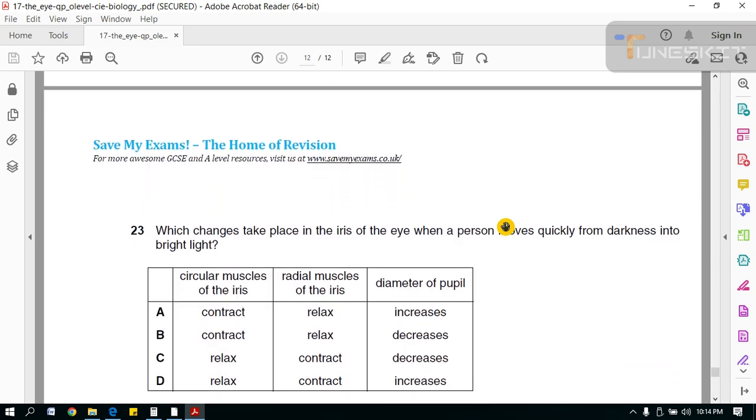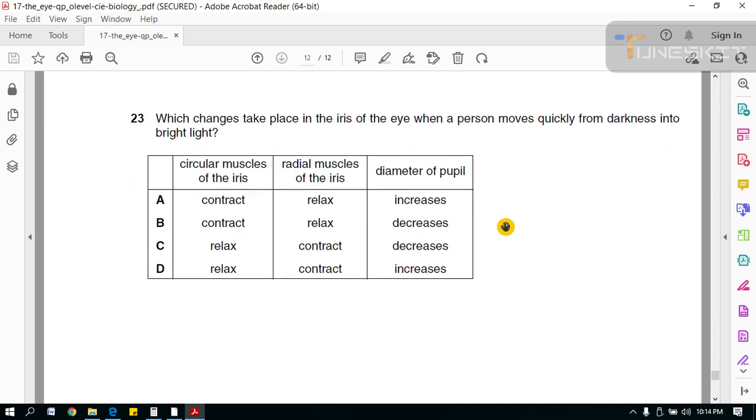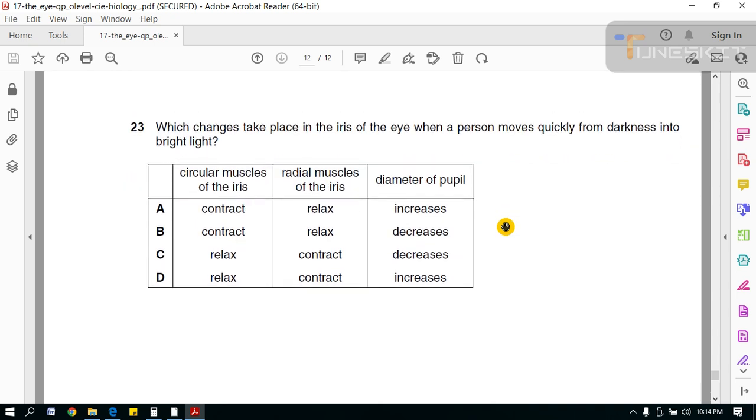So which changes take place in the iris of the eye when a person moves quickly from darkness into the brighter light? Most of the questions are of the same nature, having different statements. You are in a dark room, and suddenly you move out into the brighter light. So what type of changes occur?